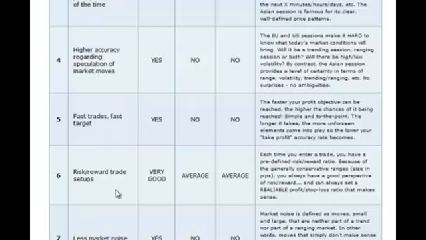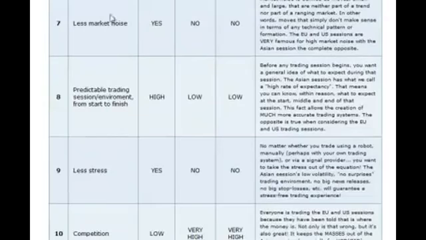So, risk reward trade setups. Very good during the Asian session. Pretty average during the EU and US sessions. Number 7 here, much less market noise during the Asian session. Market noise, just in case you're not familiar with the term, is just moves, small or big, that are neither part of a trend or part of a ranging market. They are nothing. These are moves that just don't make any sense to any technical pattern or formation. The EU and US sessions are famous for market noise.